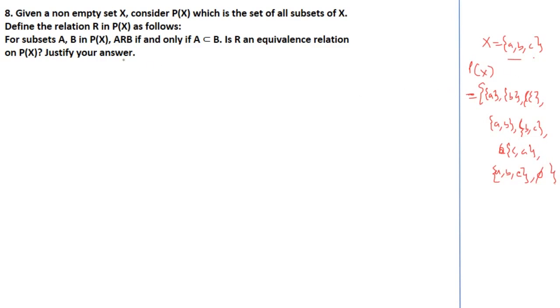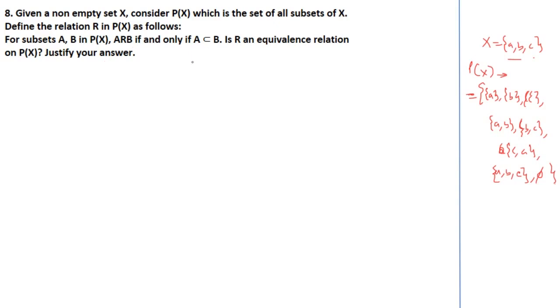Now they define a relation R in P of x. Because P of x is a set, this is generally called the power set of x. If you go to class 11 sets and relations, you will find this is called the power set of x. We define a relation R in the power set of x such that for all subsets a and b in the power set of x, a is related to b if and only if a is a subset of b.